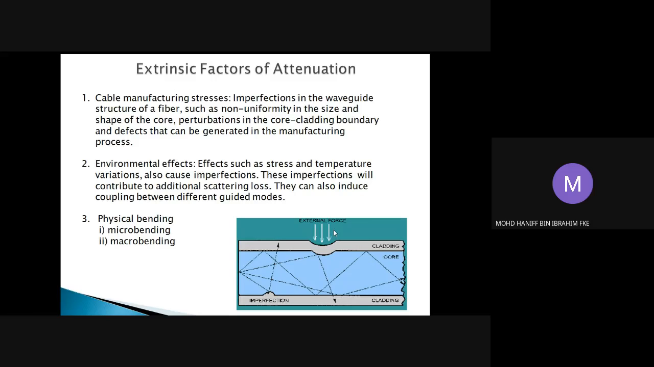Number three, we can also consider bending. During fiber installation, when we lay the fiber cable in the ground or in the sea, there might be physical bending, and this bending incurs a loss to the light transmission. We can define two types of physical bending: number one is microbending, and number two is macrobending.